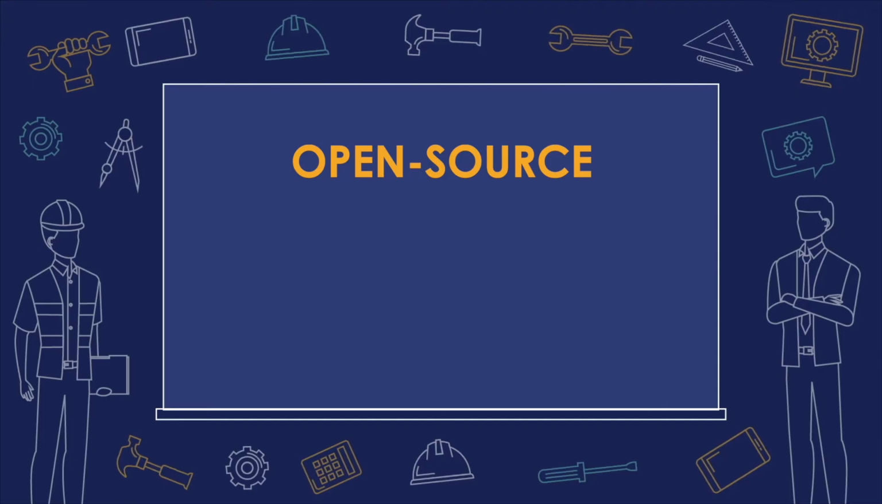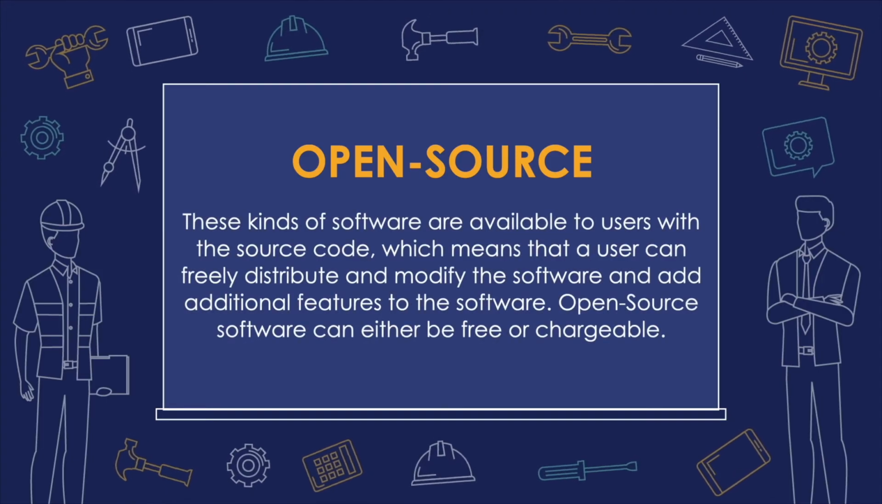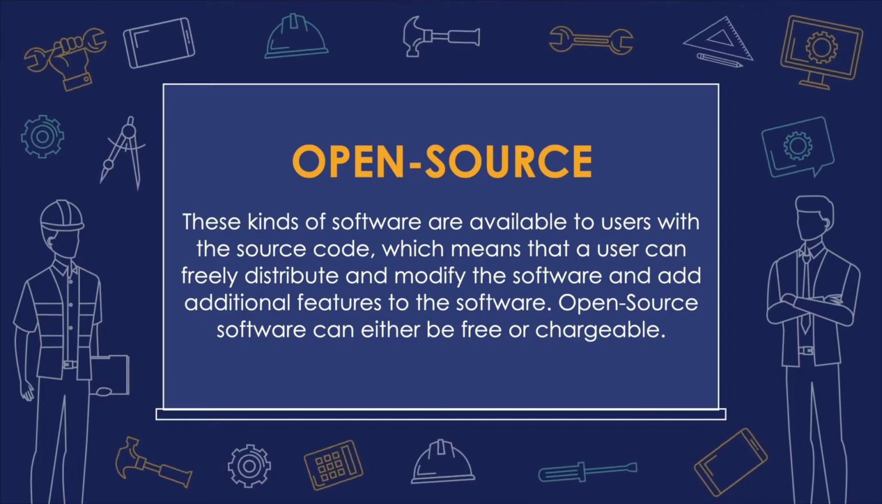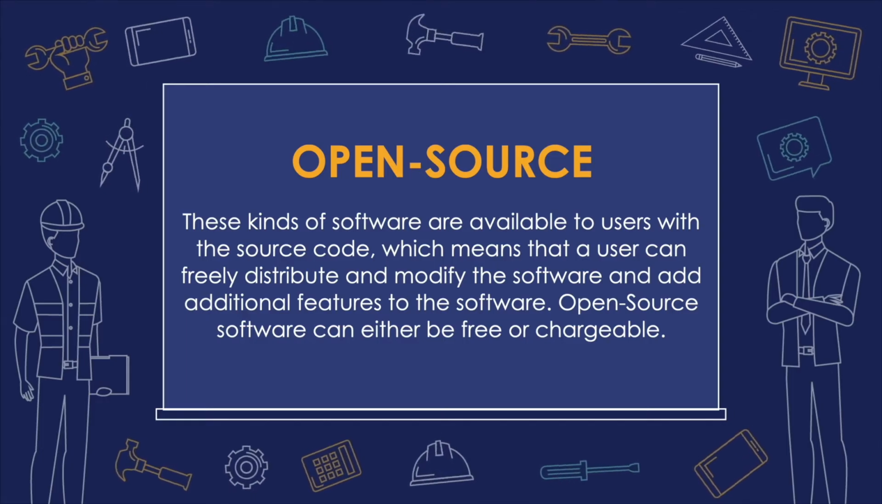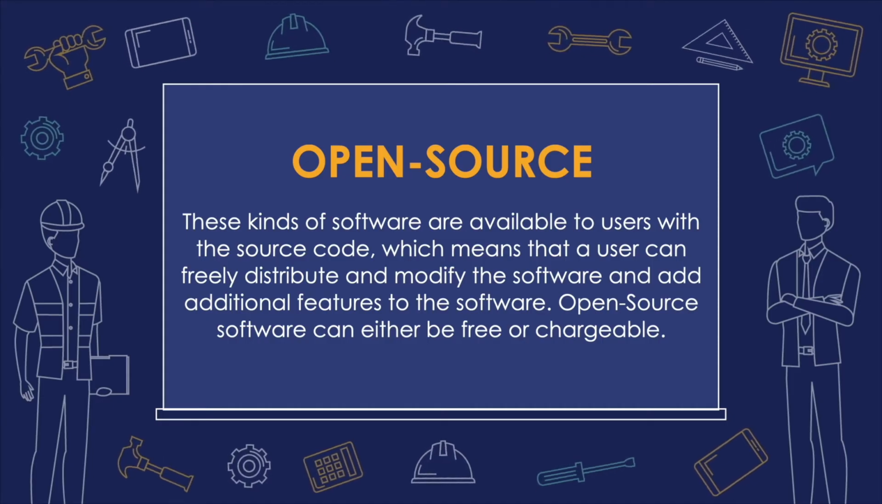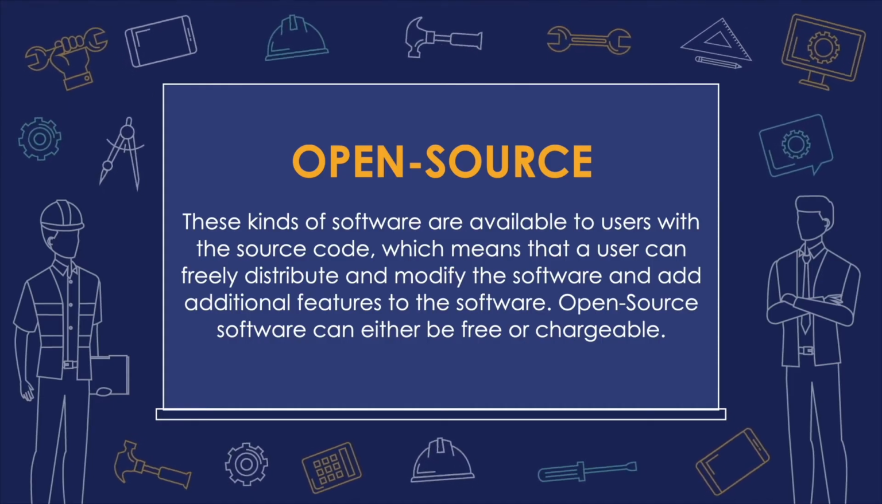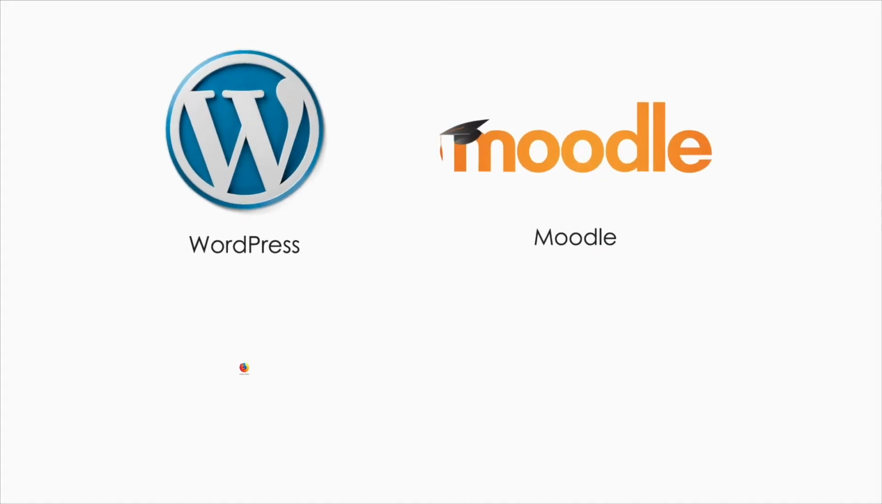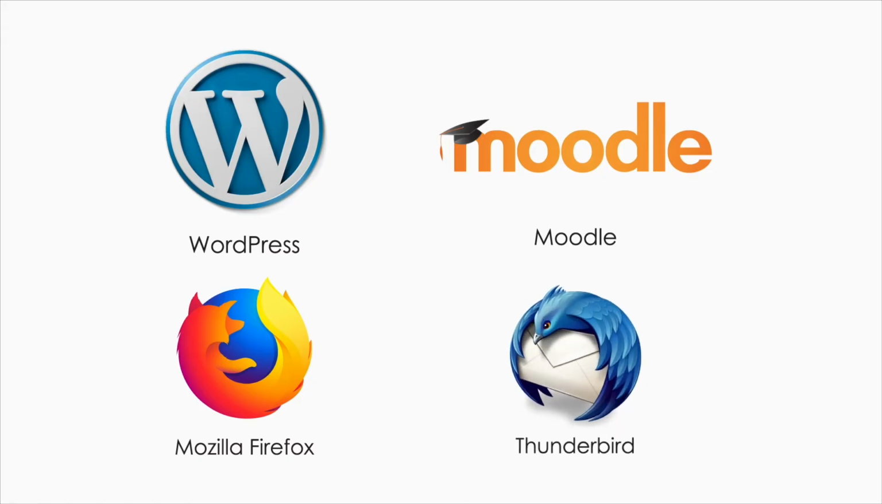Number 3, open source. This kind of software is available to users with a source code, which means that a user can freely distribute and modify the software and add additional features to it. Open source software can either be free or chargeable. Some examples of open source software are WordPress, Moodle, Mozilla Firefox, and Thunderbird.